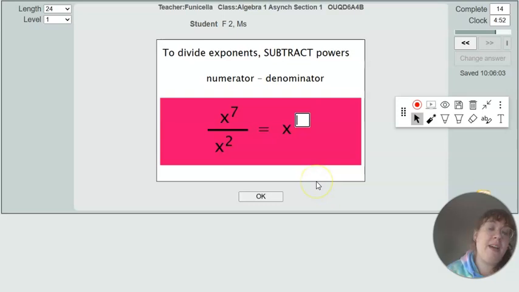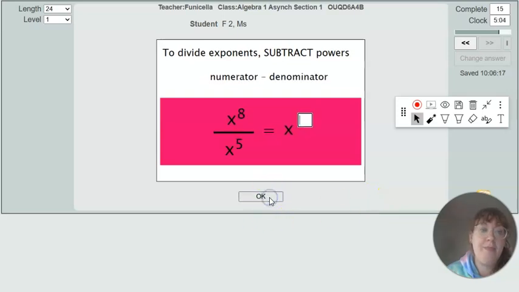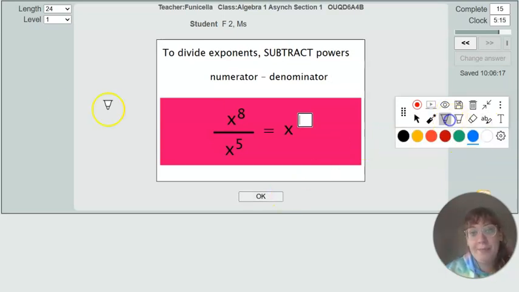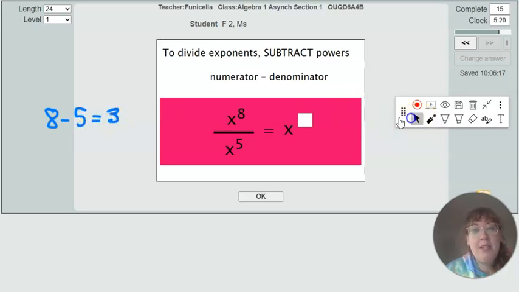X to the 7th divided by x squared. They both have a base of x and they're being divided. Subtract those exponents. 7 minus 2 gets us 5. So it's an x to the 5th. X to the 8th divided by x to the 5th. We have the same base. They both have a base of x. Subtract 8 minus 5, numerator minus denominator exponent, which gets us an x cubed. Beautiful.